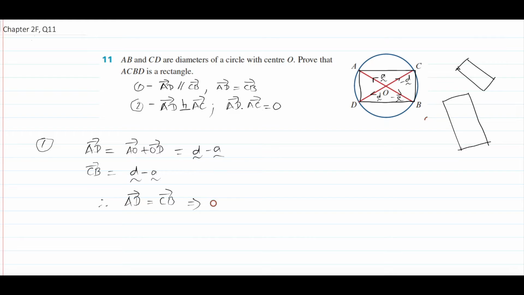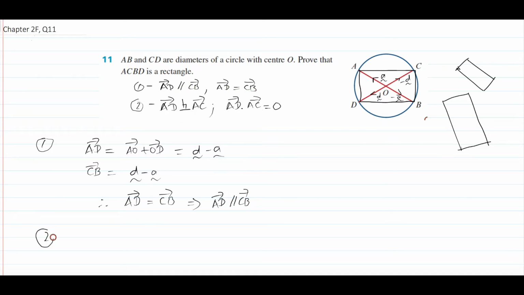And we can also conclude that AD is also parallel to CB, because whenever one vector is a scalar multiple of the other vector, they have to be parallel. And that's just the rule properties for vectors, right? So that is criteria number one done. AD parallel to CB, we got it here. AD is also equal to CB.